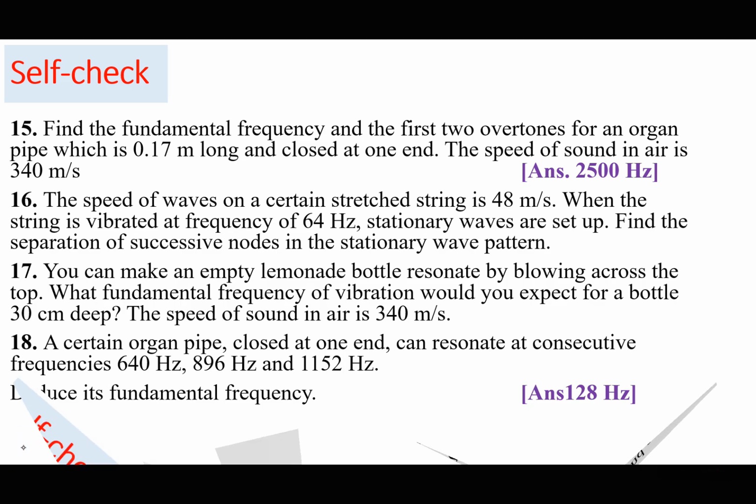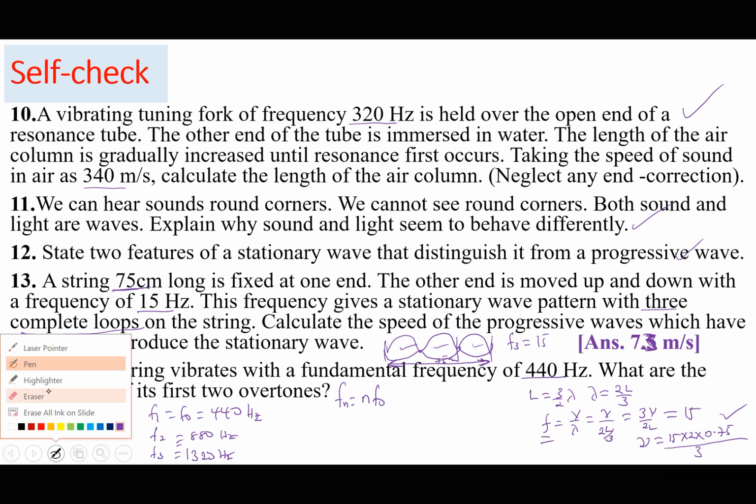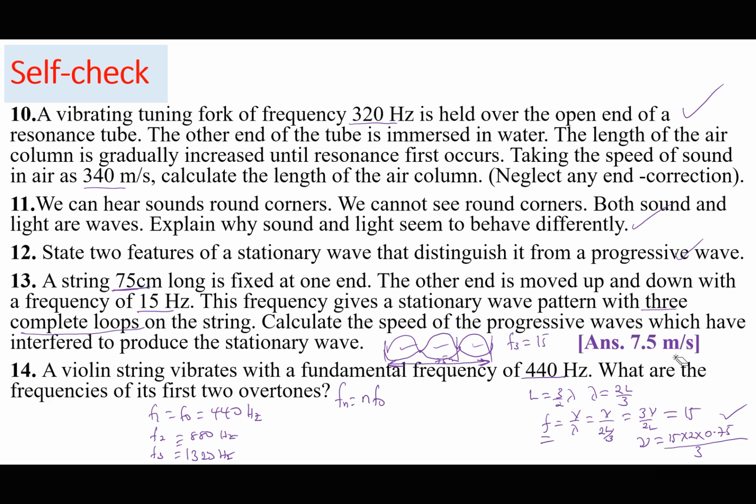Why do I feel like I pressed a calculator wrongly here? 15 times 2 times 0.75 divided by 3. No, this answer was correct. 7.5 was correct. Sorry.